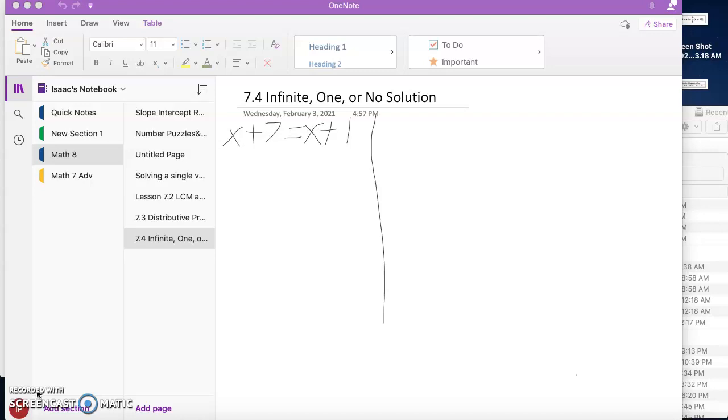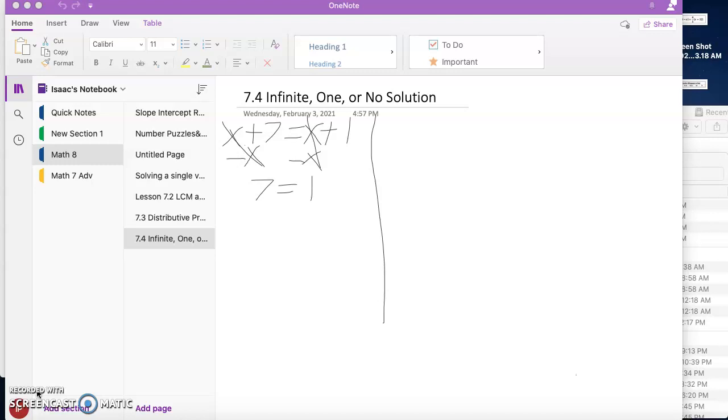Well, I recognize right away that I've got an x on either side, so I'm going to get rid of x on both sides, because anything I do to one side, I have to do to both of them. So let's see, those x's cancel and these x's cancel, so I'll get 7 equals 1. Well, wait a second. It seems like I must have done something wrong, because no matter what, 7 doesn't equal 1.